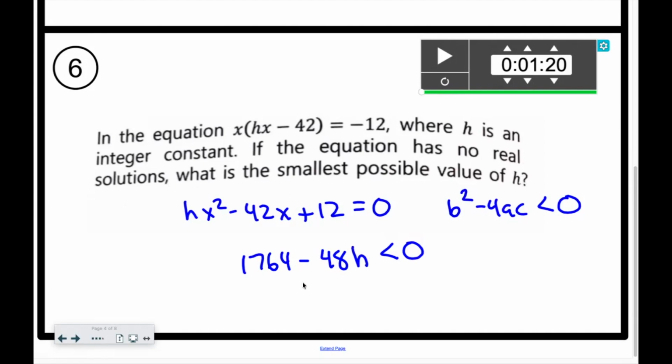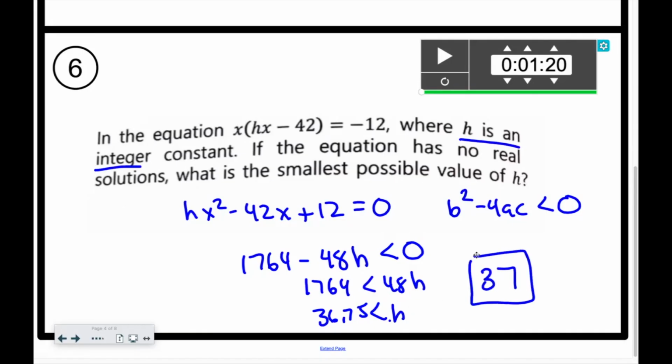I'm just going to solve this inequality. So 1764 is less than 48h. Then I'm going to divide each side by 48. So I get 1764 divided by 48, and I get 36.75. So h has to be greater than that. So if h is an integer, the smallest that it'll be able to be is 37. So 37 is the answer.